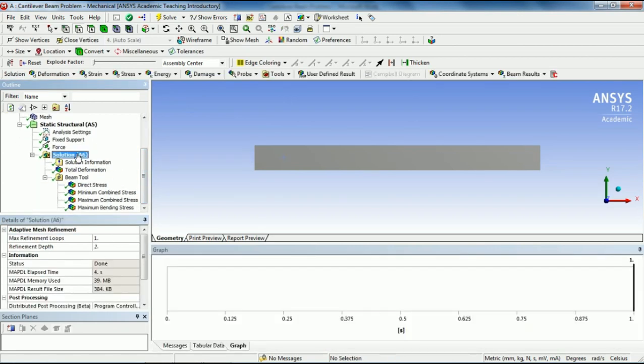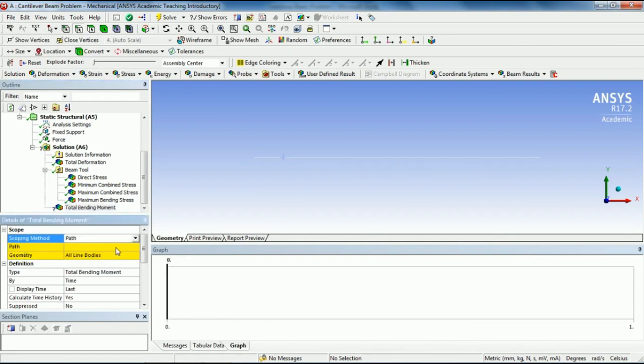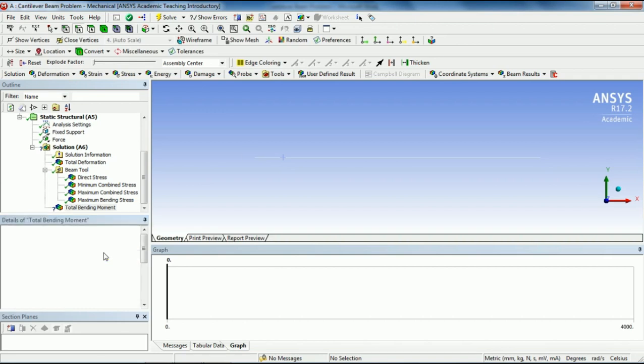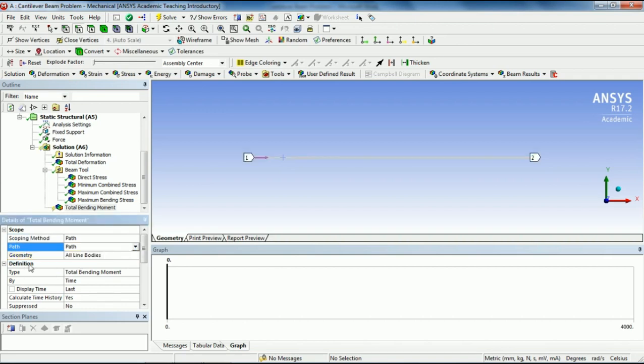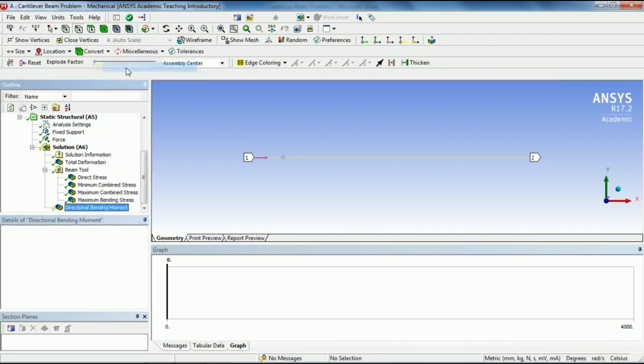Now go to Solution, go to Beam Results, select Bending Moment. Now in scoping method, instead of using geometry selection, select Path. In Path, select your chosen path and in the definition, choose Directional Bending Moment. In the orientation, select Z-axis and now right click on Directional Bending Moment and evaluate results.